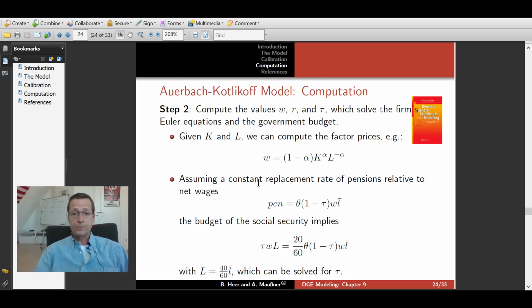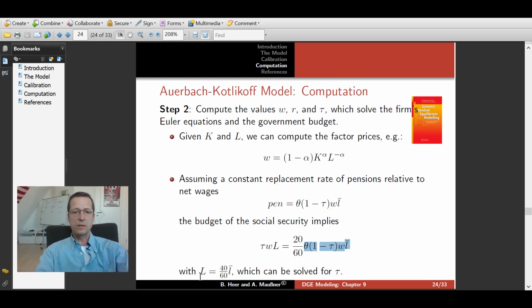Now, we know that in the Social Security budget, total Social Security taxes have to be equal to total pensions. Total Social Security contributions are equal to tau times W times uppercase L. So this W times uppercase L is simply the aggregate wage income in the economy, and from this gross wage income, percentage tau is transferred to the Social Security, is levied upon the gross income as taxes. Now, what are the expenditures on pensions? So the pension is equal to theta times 1 minus tau times W times L bar. And the number of people who receive these pensions is 20 over 60, 20 cohorts of retirees relative to 60 cohorts in the population.